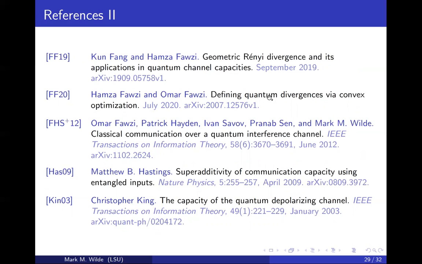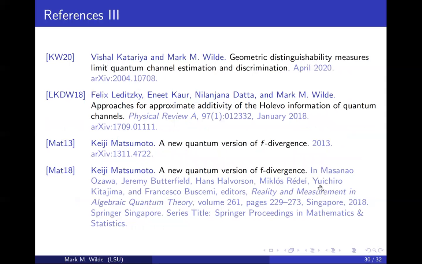That will be presented at Beyond IID. This is the new work of Hamza and Omar that will be presented at Beyond IID. This is a paper that I wrote with co-authors. We talked about the partial swap channel there as well. It was about a totally different topic though. It was about something called quantum interference channel. Hastings had the results about superadditivity of Holevo information. Chris King established the capacity of the depolarizing channel, the unassisted classical capacity.